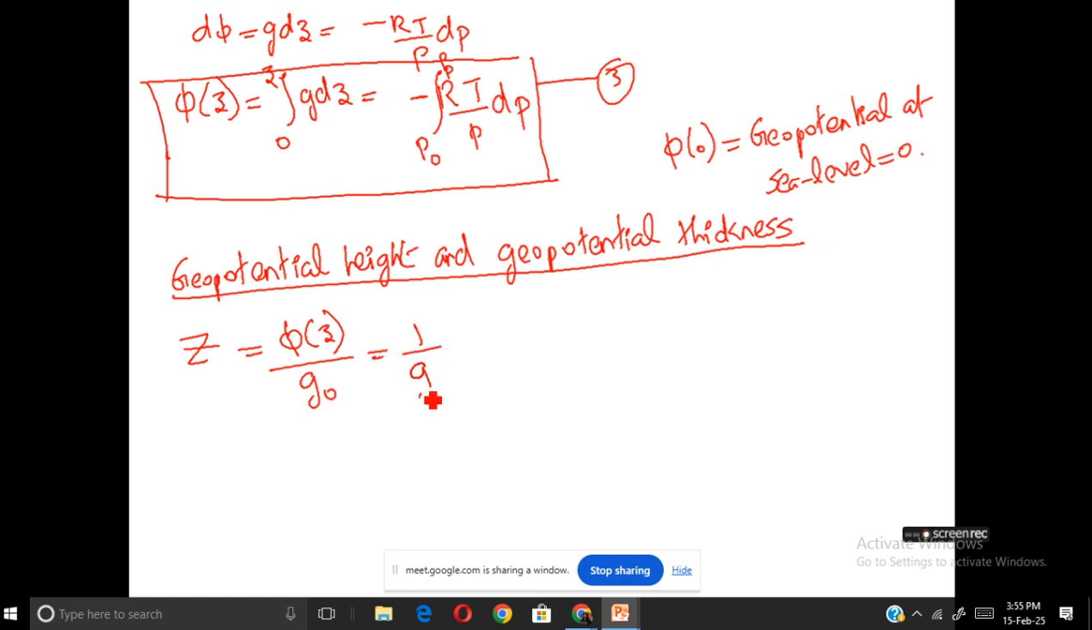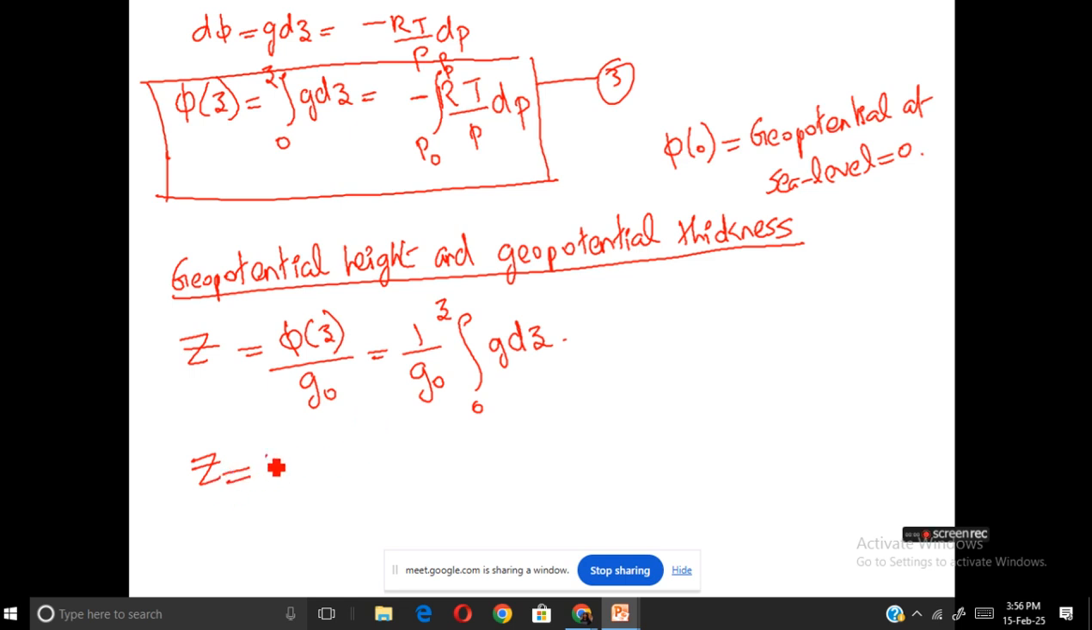This can be written as 1 by g0 into integral 0 to Z, phi of Z is basically g dz. This is similar to the height that we generally use. The difference in geopotential height compared to the usual height is that it considers the change in the acceleration due to gravity with respect to height. So it is a new vertical coordinate, which is slightly different from the actual height that we use.